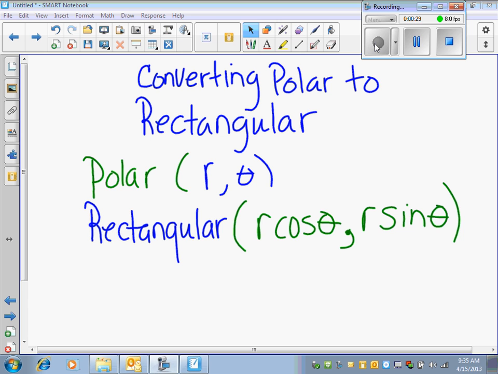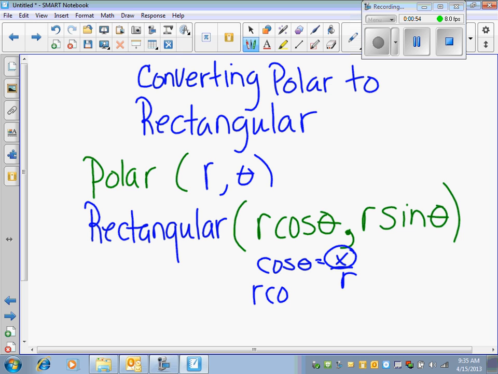Okay, converting polar to rectangular. Polar will be in the form r comma theta. Rectangular will be in the form r cosine theta and r sine theta. This here comes from cosine of theta is equal to x over r, adjacent over the hypotenuse. And if we were to solve this for x to be able to put it into rectangular, this would be r cosine of theta is equal to x. And the same thing for sine.